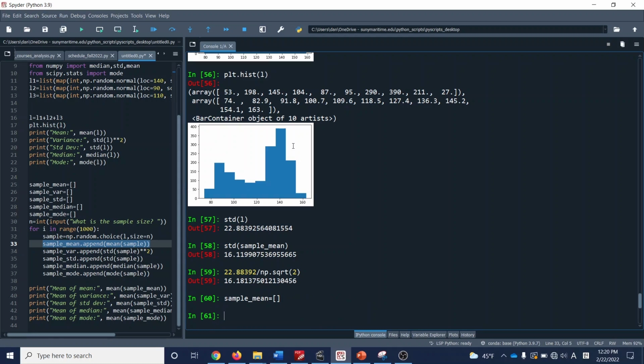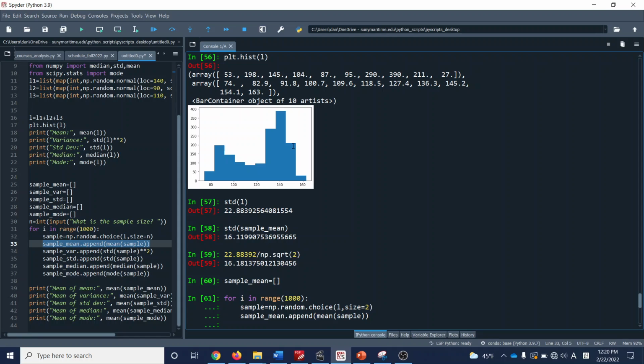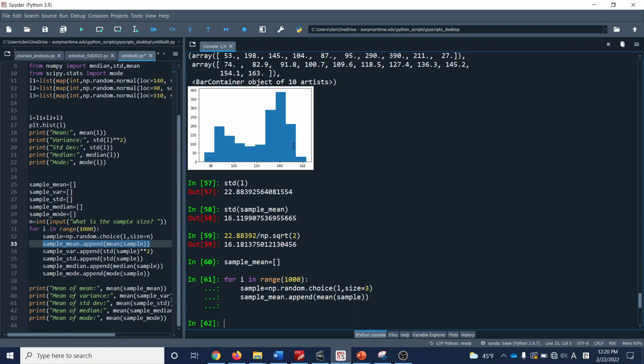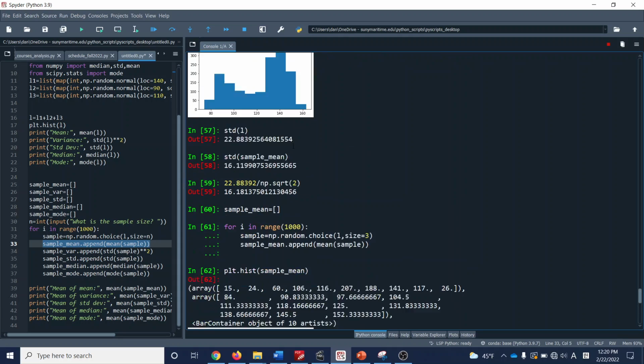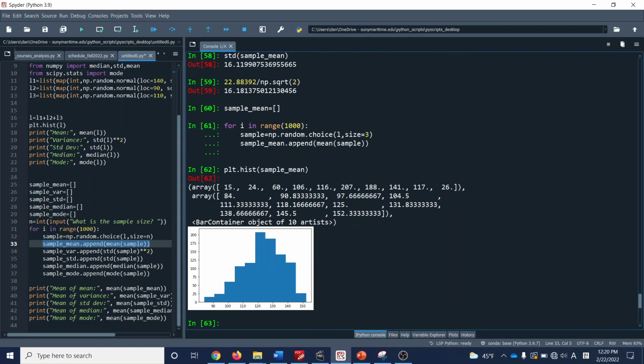sample mean being collection of 3 items. So I'm going to do the same thing, but this time I'm going to collect samples of size 3. Exact same thing is done. Now let's plot the histogram. What is that? That's more like a bell curve, right? It looks more like a bell curve.